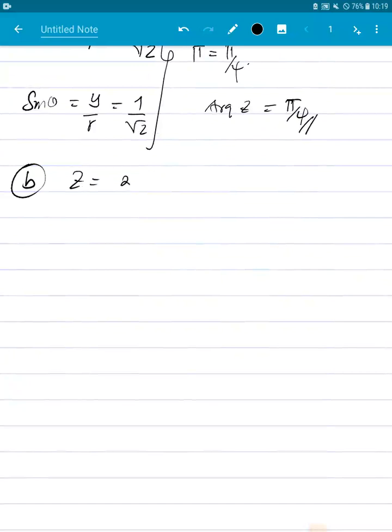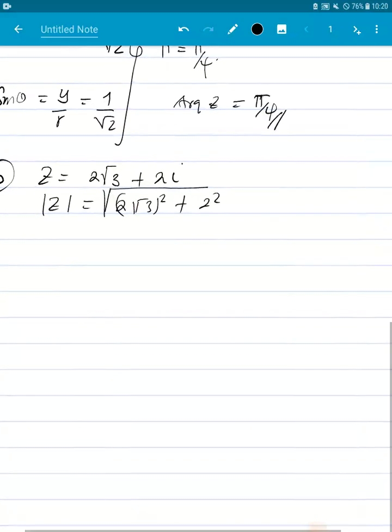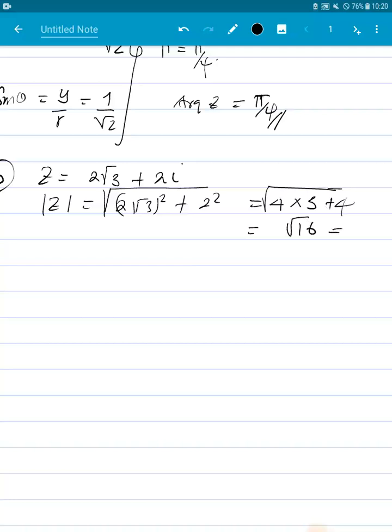Z is equal to 2 root 3 plus 2i. Step 1, find the modulus. So I have 2 root 3 squared plus 2 squared, everything under the root. Now 2 squared is 4, then when you square this one, you get 12, plus 4, which is root 16. This one I'm getting 4. So my modulus is 4.